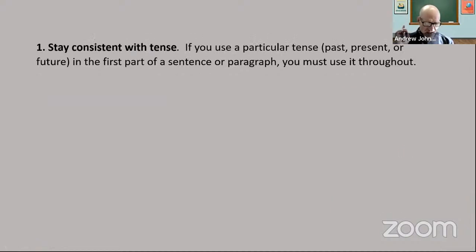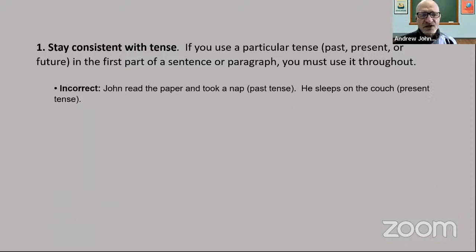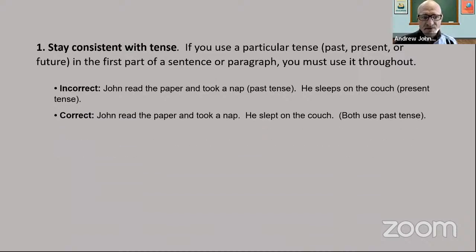And grammar tip number 1, you want to stay consistent with tense. If you use a particular tense, either past, present, or future, in the first part of a sentence or a paragraph, you must stay consistent. You must use it throughout. For example, John read the paper and took a nap. That's the past tense. He sleeps on the couch. That's present tense. That's incorrect.